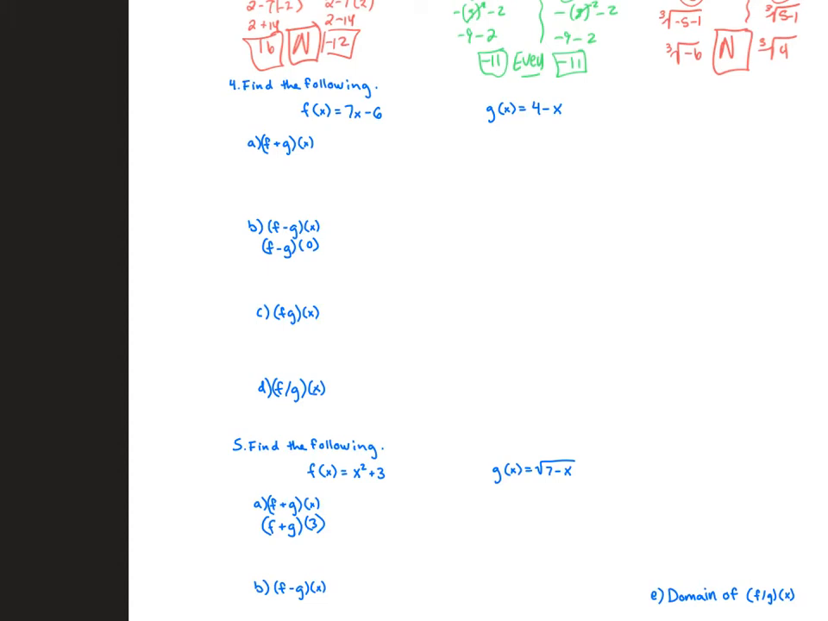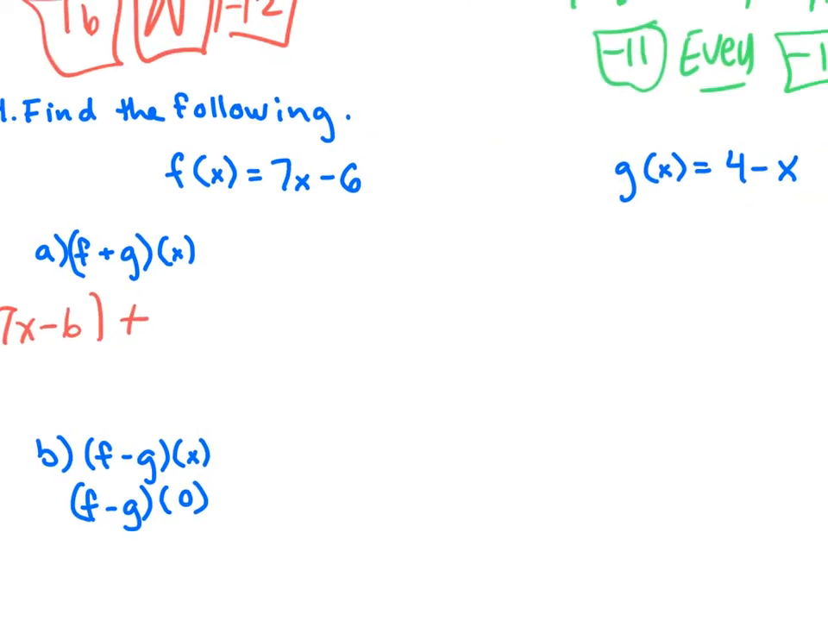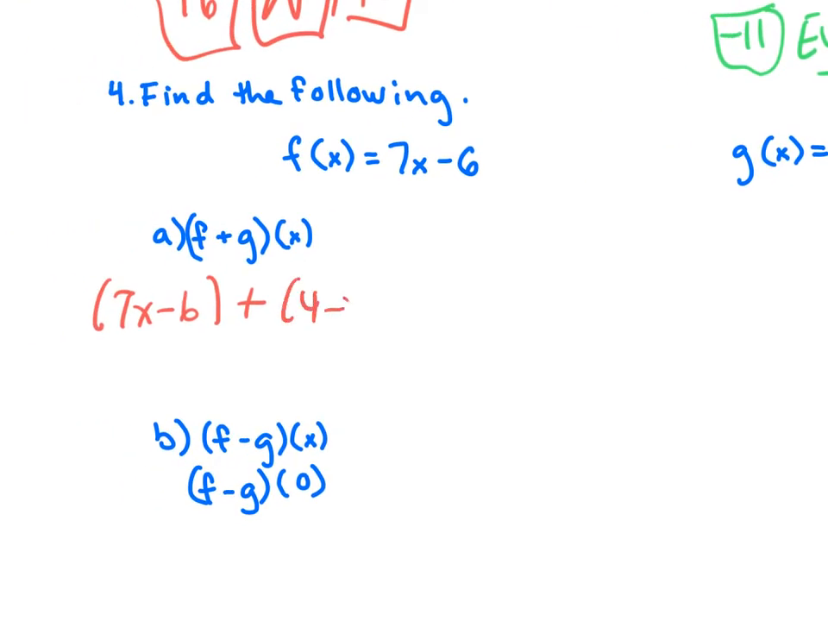All right, for the following functions here, when they talk about performing all these operations, you're given the f and the g, and they're asking you to do all of these things. So in this first question, they're asking you to add. So all you're going to do is take the f function, which is 7x minus 6, and add it to the g function, which is 4 minus x. If you're adding, guys, all you're doing is combining like terms. So 7x minus x gives me 6x, and then a negative 6 plus 4 gives me negative 2.